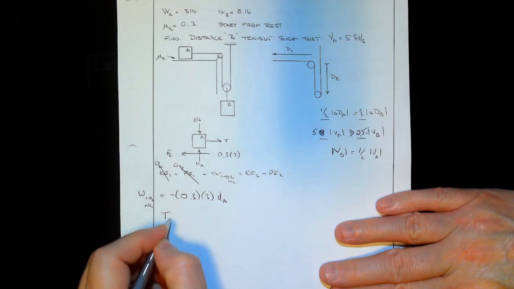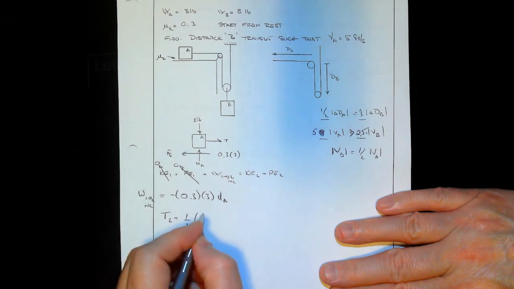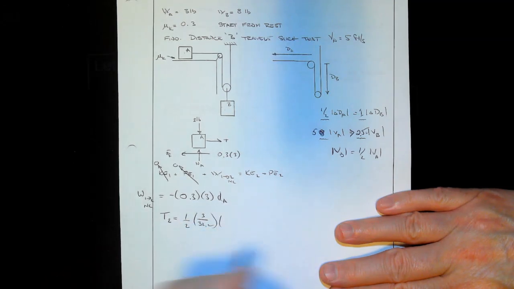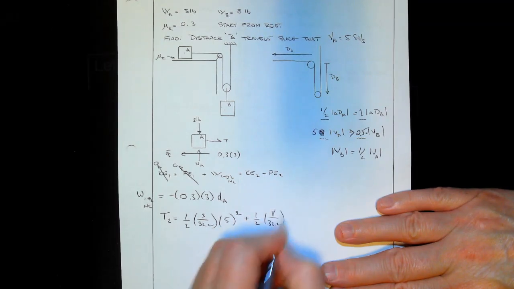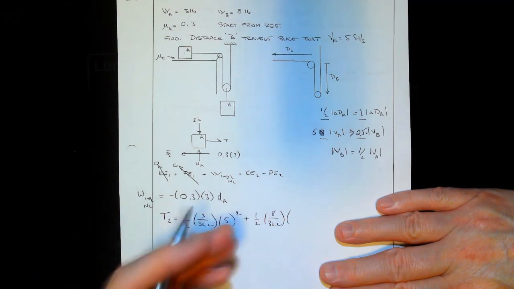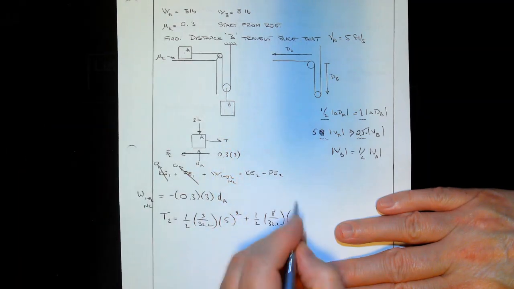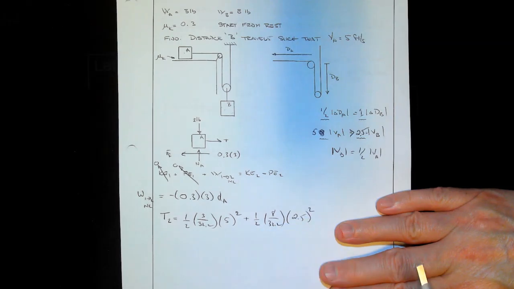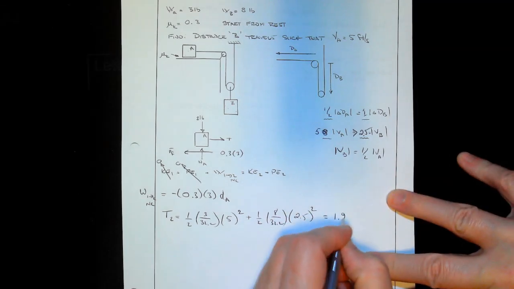T2 will be 1/2, let's see, start with A. That'll be 3 over 32.2 times 5 squared, because it's going to get up to 5 feet per second, plus 1/2, B is 8 pounds, so 8 on 32.2. So how fast is B going to be going? It's going to be going half as fast. As this gives up cord, it gets split between these two, so this goes half as fast. So we have 2.5 squared for this one. If we add all that up, according to my notes, this is 1.941.